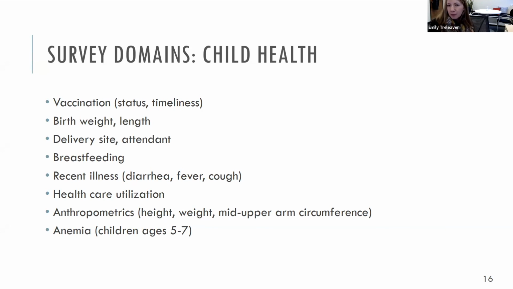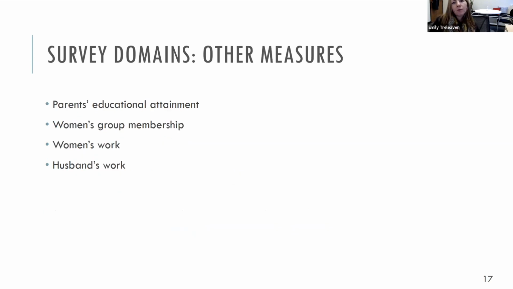The team used the HemoQ device, which is a medical device that measures hemoglobin, and it's used in many household survey data collections globally, including the demographic and health surveys, or DHS, and it's obtained by a trained nurse using a finger prick. This survey also included several other domains, parents' educational attainment, and some information on their marriage. They also asked about women's social group membership and women's work, as well as husband's work.